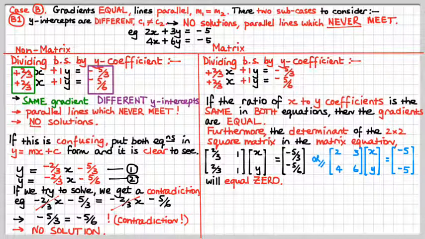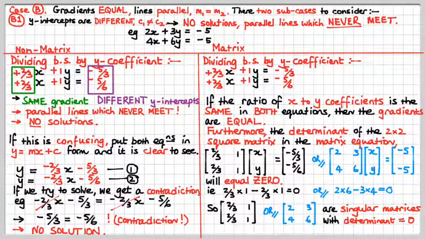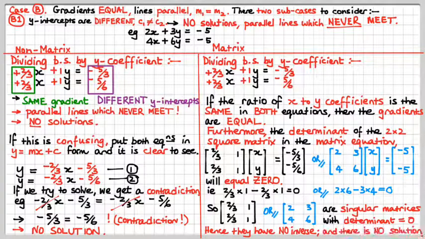Now, if the determinant is 0, that tells you there is no solution. There is no solution, okay? So this means that this beastie here, or this one there if you like to do it that way, without doing the division first by the y coefficient, these are singular matrices with determinants equal to 0, and therefore there's no solution. They have no inverse, and therefore there's no solution. That's what that shows you, okay? That's the matrix way of doing it, guys. Okay? Let's go on to case B2 now.